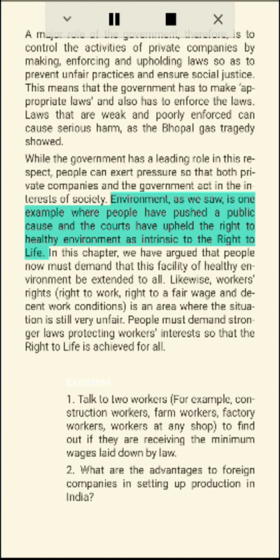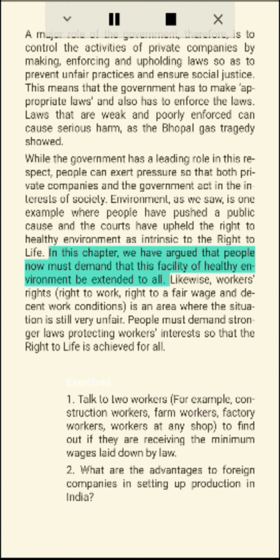While the government has a leading role in this respect, people can exert pressure so that both private companies and the government act in the interests of society. Environment, as we saw, is one example where people have pushed a public cause and the courts have upheld the right to healthy environment as intrinsic to the right to life.